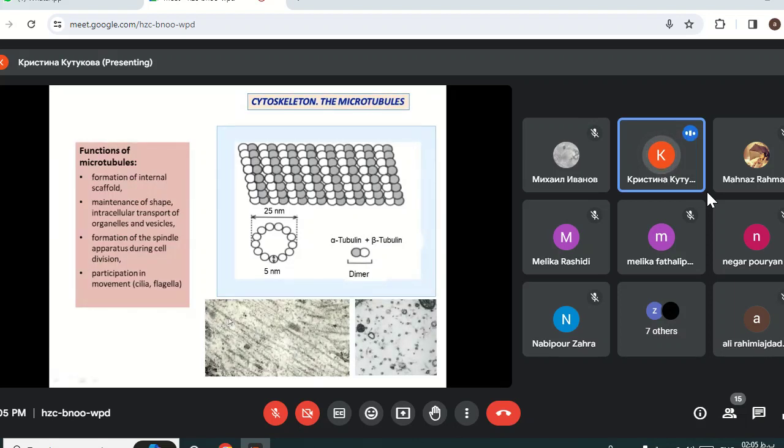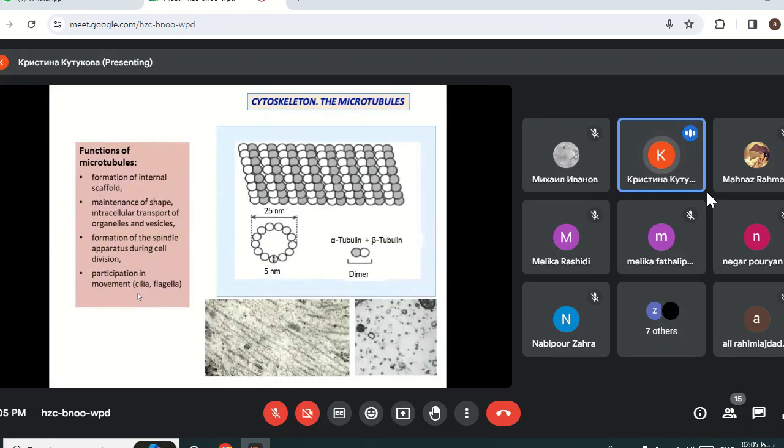So microtubules are kind of railways inside the cells for movement of all the vesicles and organelles. So nothing just flows inside the cytoplasm of the cell, but instead everything goes along the railways of microtubules. Next, formation of spindle apparatus during cell division, and participation of movement inside specific structures for movement, such as cilia, flagella.